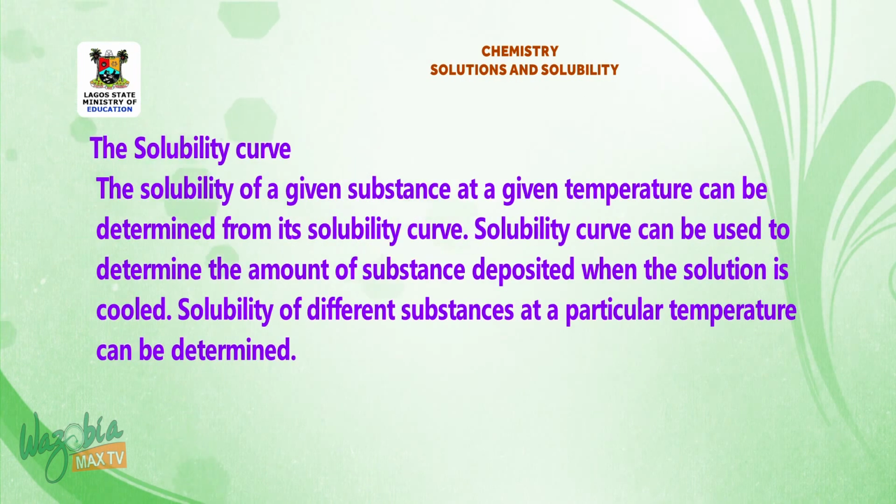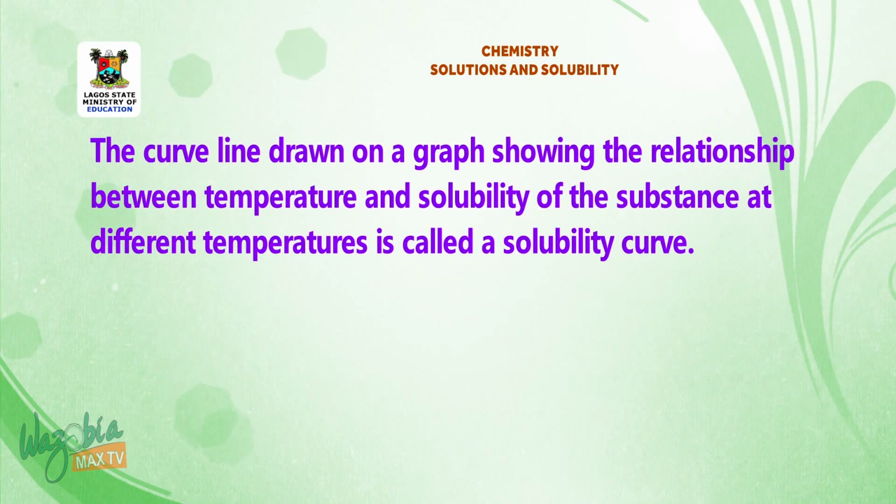Solubility curve. The solubility of a given substance at a given temperature can be determined from its solubility curve. A solubility curve can be used to determine the amount of substance deposited when the solution is cooled. Solubility of different substances at a particular temperature can be determined. The curved line drawn on a graph showing the relationship between temperature and solubility of a substance is called a solubility curve.